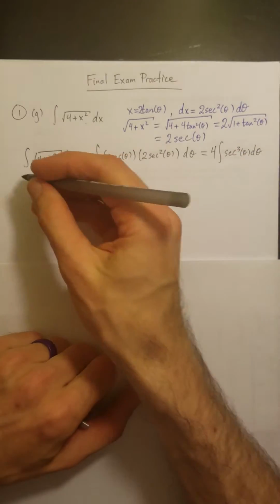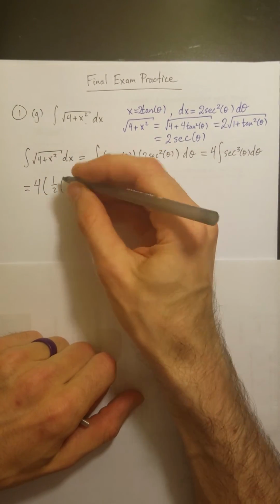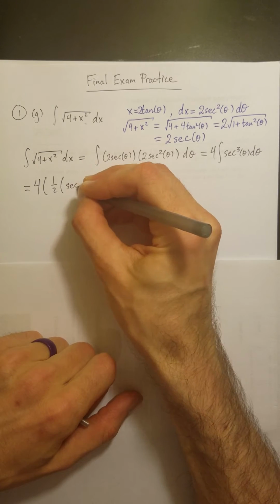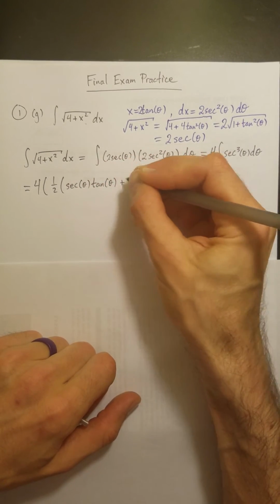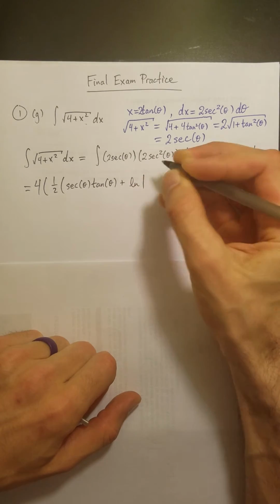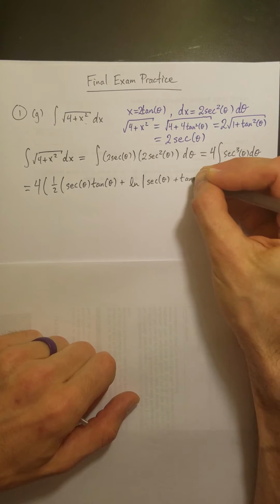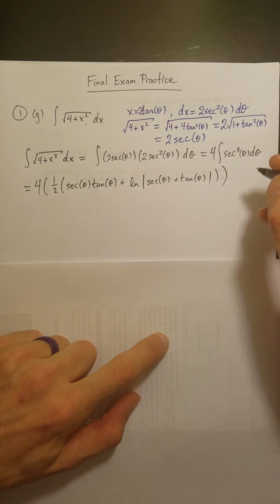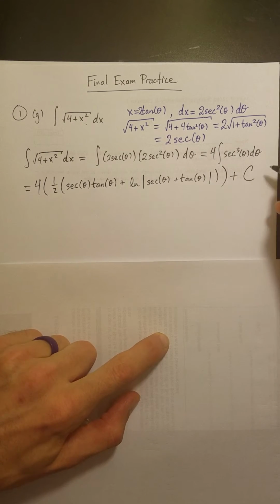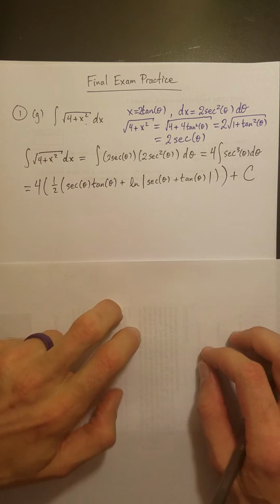It turns out to be 1/2 times the quantity secant theta tangent theta plus the natural log of the absolute value of secant theta plus tangent theta. Then we're done with integration, so we add our constant so we don't forget it.